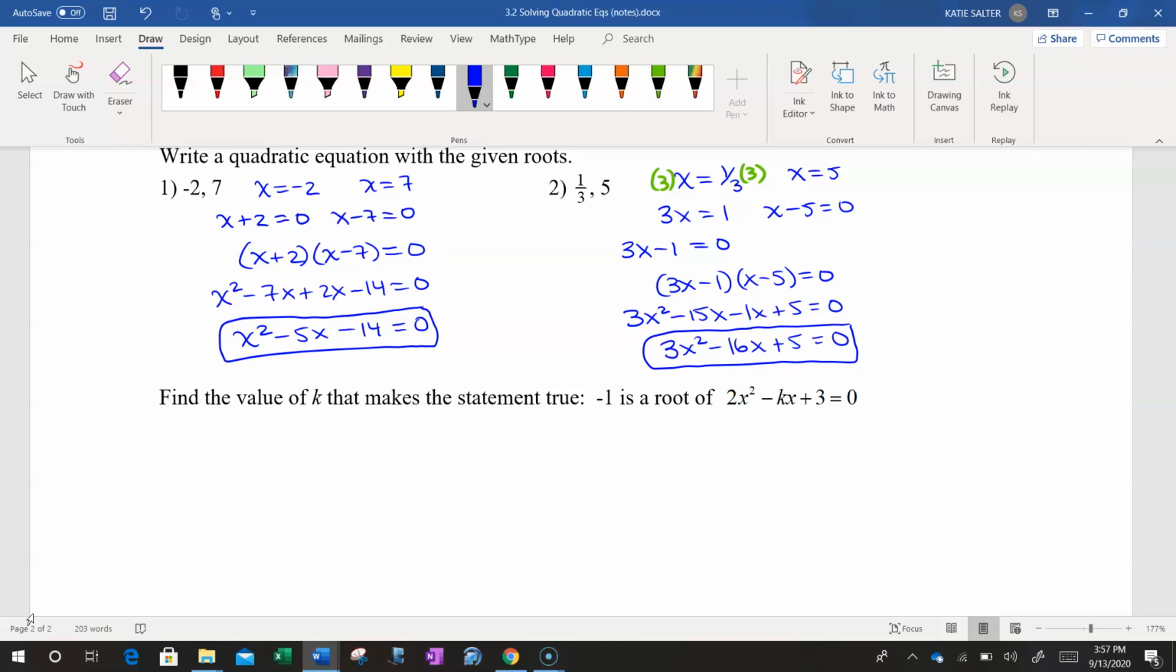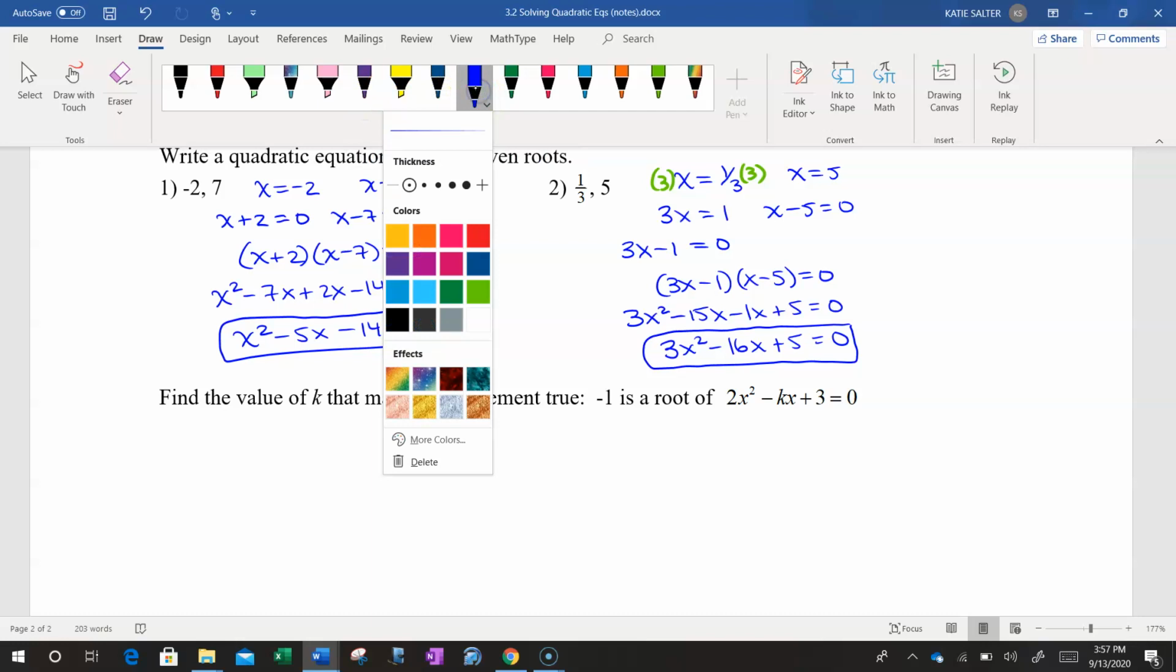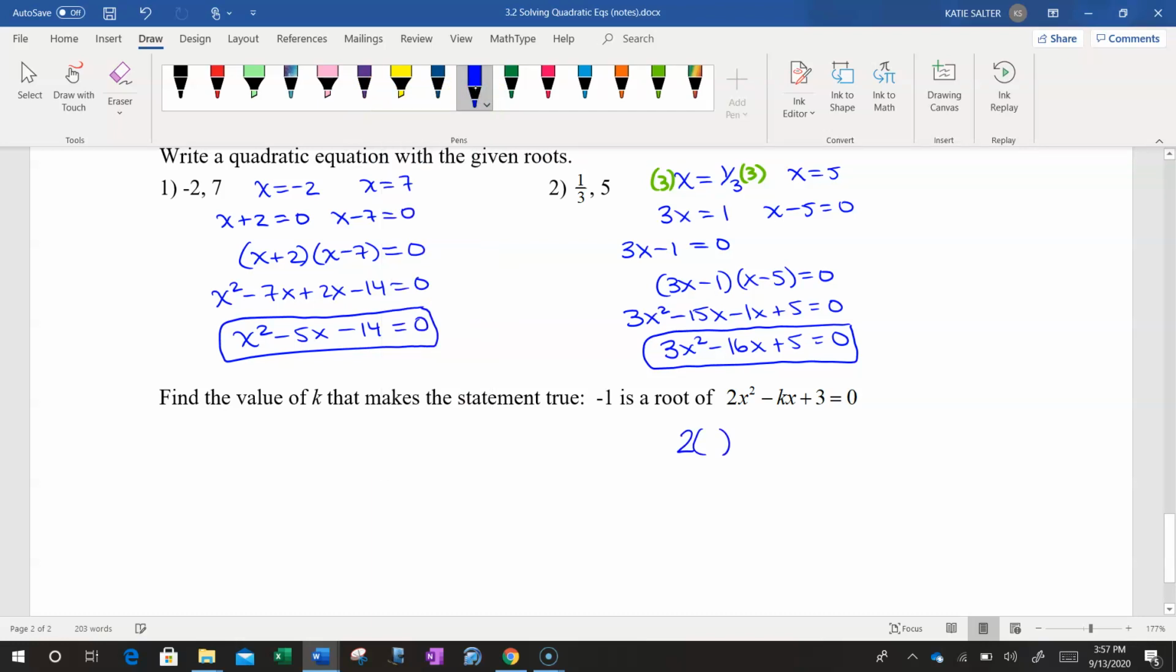So to work this out, all we have to do is substitute -2 in wherever we see x. So that is going to give us 2 times -1. I'm sorry, I think I just said -2, but I meant to say -1 squared minus k times -1 plus 3 equals 0. So we're now going to work that out. Remember, exponents always come before multiplication, so that's 2 times +1. Negative times negative is positive, so k times 1 is k, plus 3 equals 0. So that would be 2 plus k plus 3 equals 0. So that's k plus 5 equals 0, and we get that k is equal to -5.